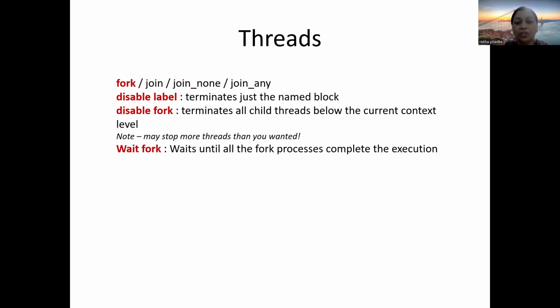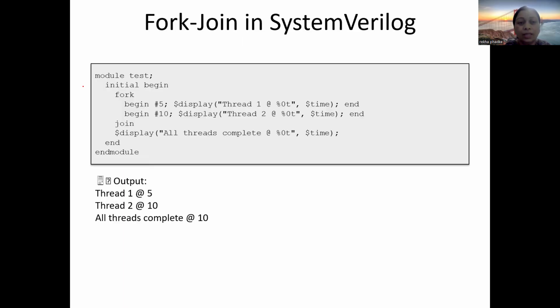We have different variants here. The first one is fork join, or the other one is fork followed with join_none, or the third variant is fork followed with join_any. And we also have disable label, disable fork, and wait fork as the other three variants in threads. Let's see each of them with example.